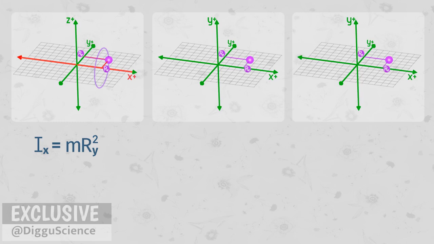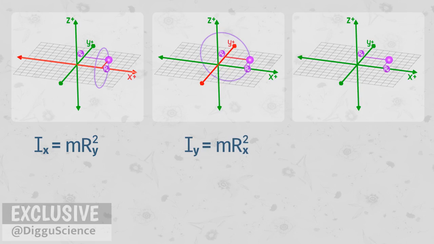In the second system, the particles will rotate about the y-axis. This means the axis is the y-axis. Now the distance of the point to the axis is r sub x. Thus, the value of the moment of inertia on the y-axis, I sub y, is equal to mr sub y squared.